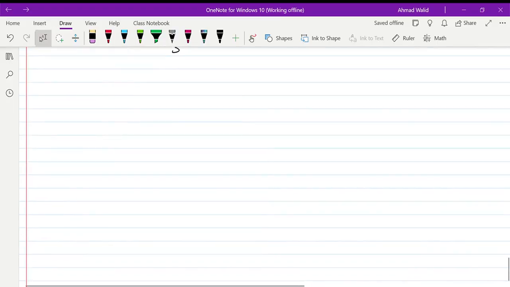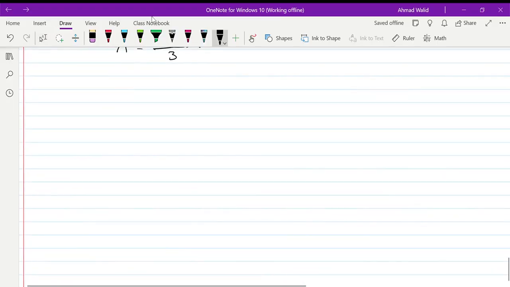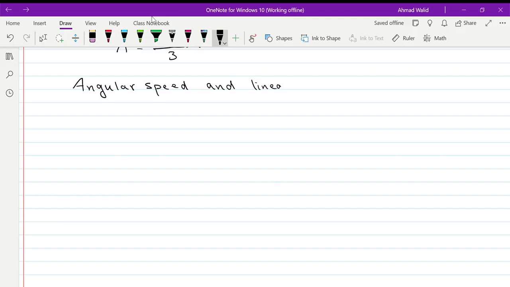Last topic of this section, 7.1. Angular speed and linear speed. What is angular speed? What is linear speed? Correct?